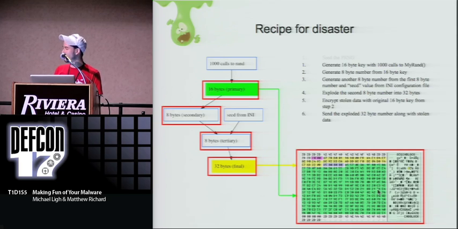So instead, the Silent Banker authors transmitted that 32-byte number, and on their side, they've got a program that converts this 32-byte number back into the 16-byte primary key. But we don't have that program.